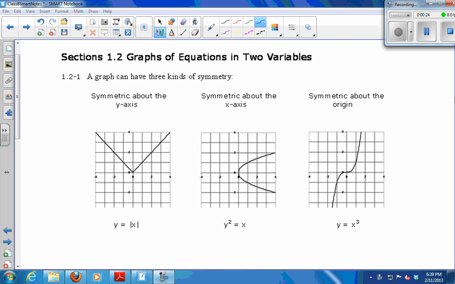It can be symmetric about the x-axis, so the x-axis is like your mirror. Or it can be symmetric about the origin, which is the toughest one to see in terms of a mirror. But if you think about it in terms of folding, if you fold over x and then fold over y, so you fold it in quarters, then the two pieces of the graph will lay on top of each other. Okay, so those are a few examples.